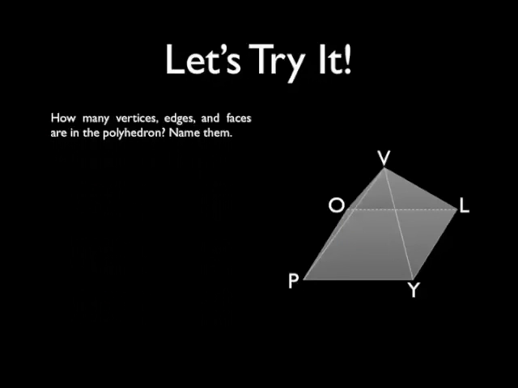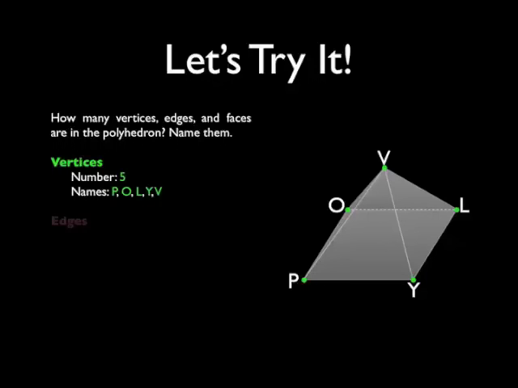Name them. I always like to start with the vertices. Let's see, where do three or more faces intersect? That would be at all of the corners, the vertices. And so you can count them: P, O, L, Y, and V. All have vertices, so there are 5 of them. And again, they are P, O, L, Y, and V.